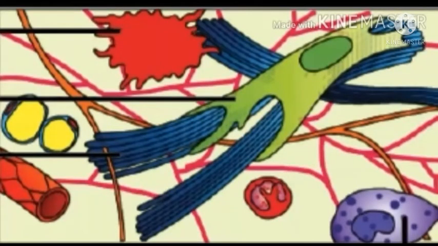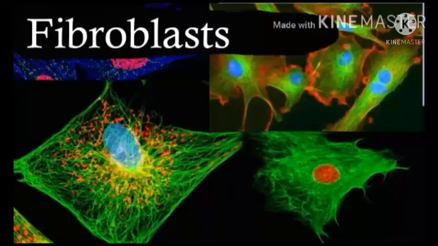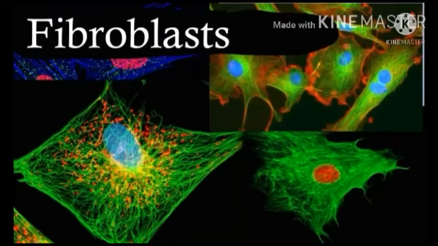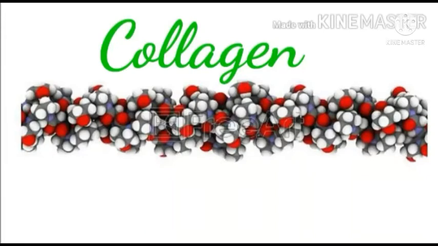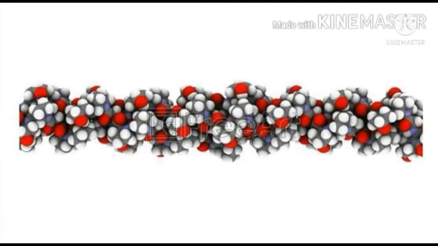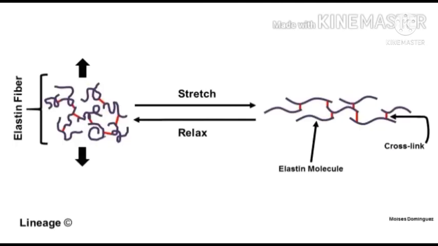It has 3 different types of cells. These cells are fibroblasts, macrophages, and mast cells. Fibroblasts are large irregular cells. Fibroblasts secrete proteins called collagen and elastin. Collagen fibers provide tensile strength, and elastin fibers provide elasticity.